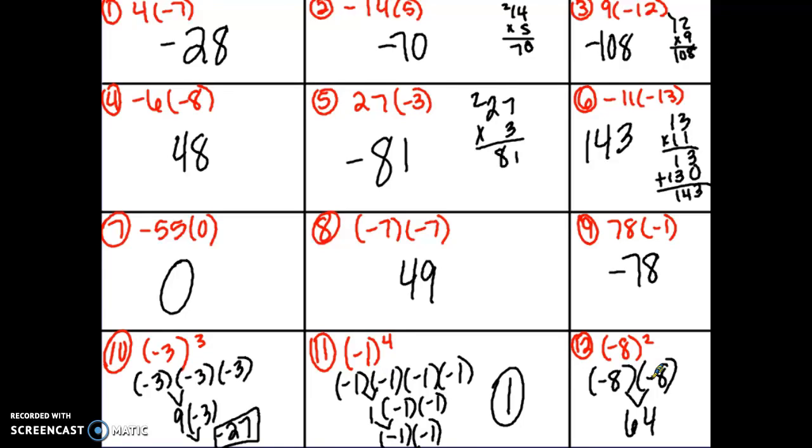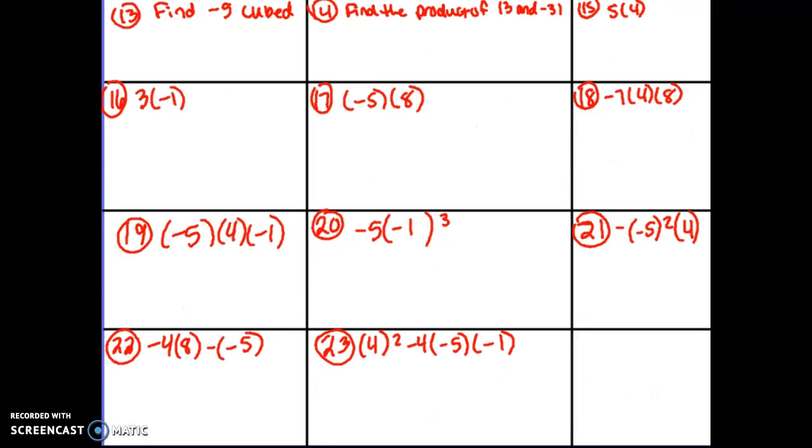Remember to pause the video. We're going to do another set. Pause the video and work these out, and then play the video to see if you got them correct. All right, find negative 5 cubed. Cubed means negative 5 times negative 5 times negative 5. Negative 5 times negative 5 is 25. Bring everything else down. 25 times negative 5 is negative 125.